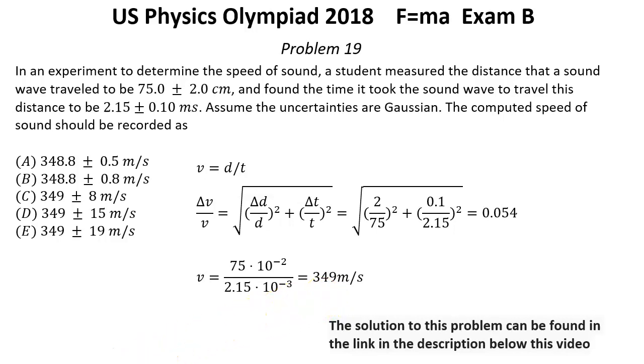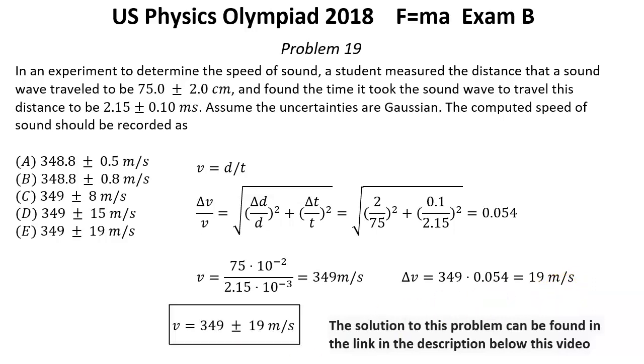And now we can calculate dV. That will be 19 meters per second. And the final answer is 349 plus or minus 19 meters per second, which is answer E. That was the solution for problem number 19.